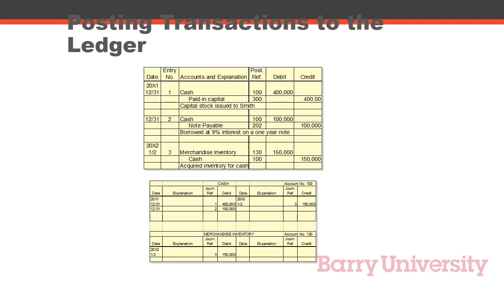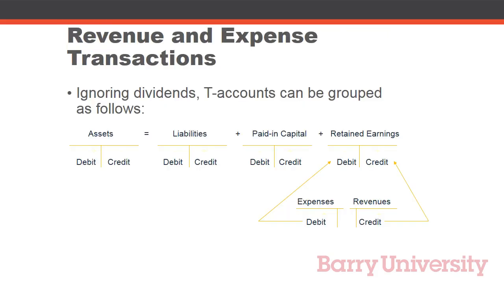Posting transaction 3, you look at the journal reference 3, we reduced cash with a credit, we increased merchandise inventory with a debit. As we've discussed before, assets always equal liabilities plus stockholders' equity, and debits equal credits.